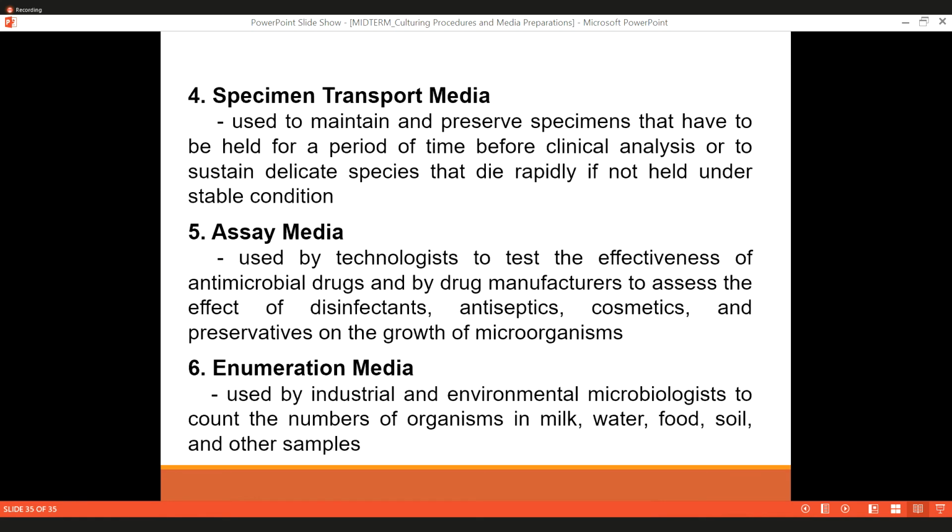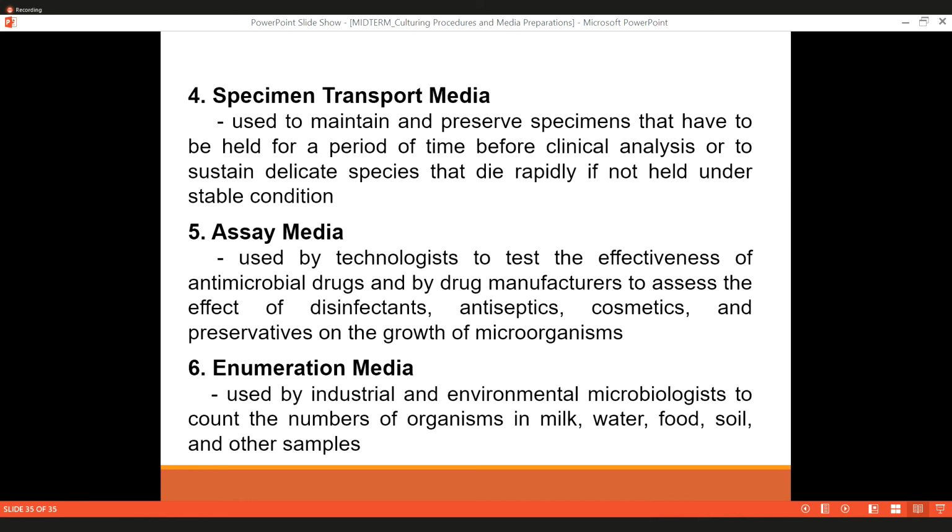Next is specimen transport media. This is the type of media that I mentioned earlier, which you use if you will get a microorganism or specimen coming from a remote area, no? So this is what you will use, especially to preserve our specimen or our microorganism.